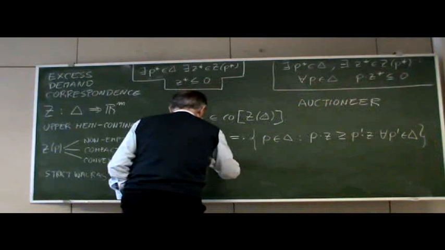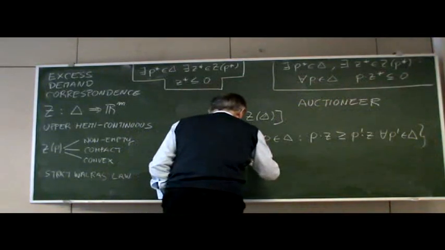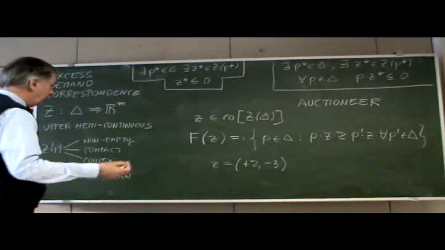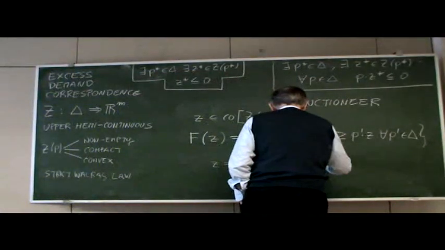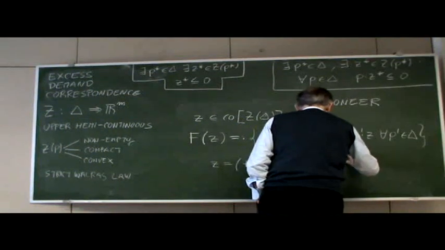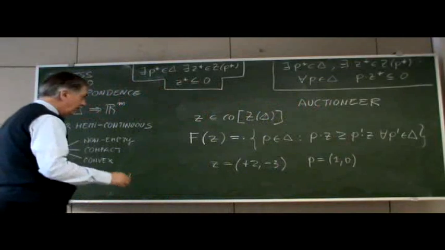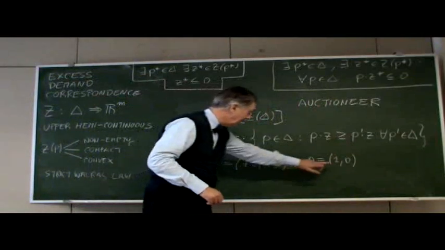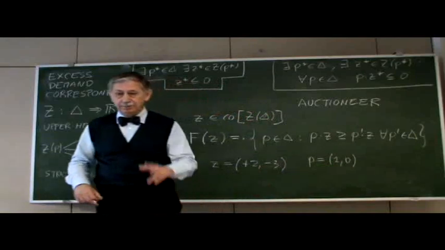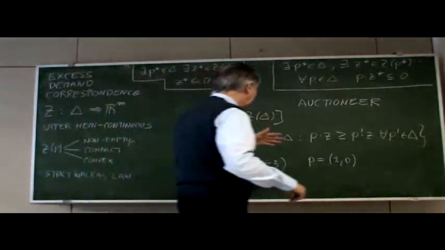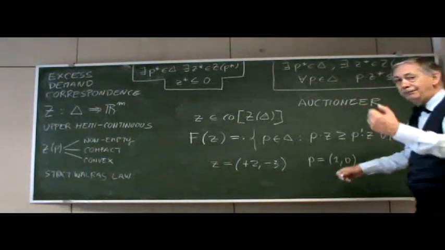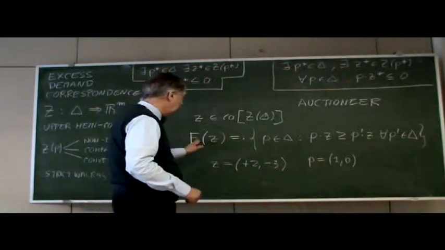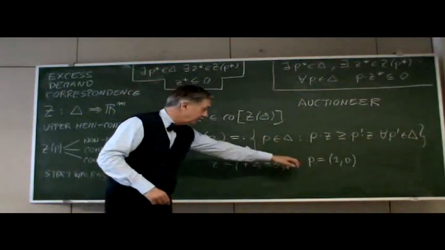Suppose, in the simplest case, that Z has this form, say, plus 2, minus 3. What is an element of F of Z? It is clearly this price system, 1, 0. Because when you multiply P times Z, you obtain 1 times 2, 2, plus 0 times minus 3, 0. You obtain 2. If you choose any other price system in the simplex, the value is less. And so the solution of this maximization problem, in this case the only element of F of Z, is this price system.